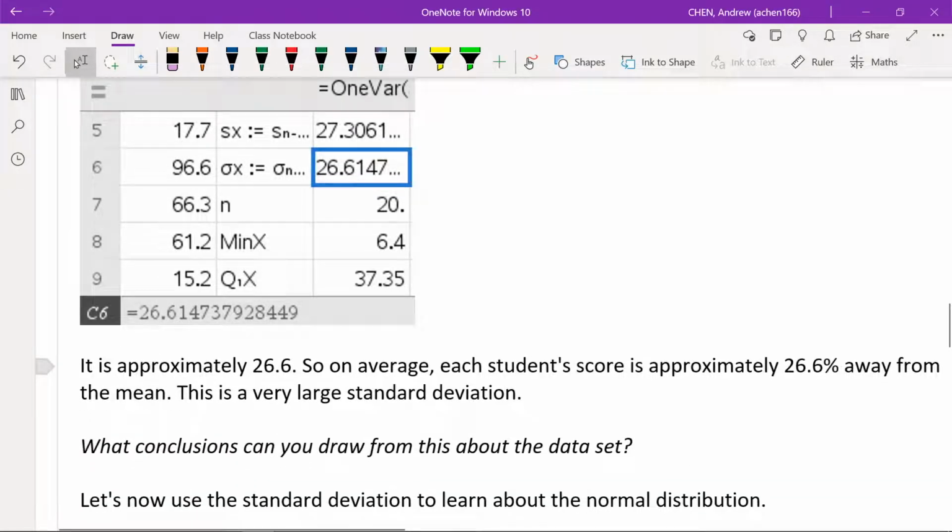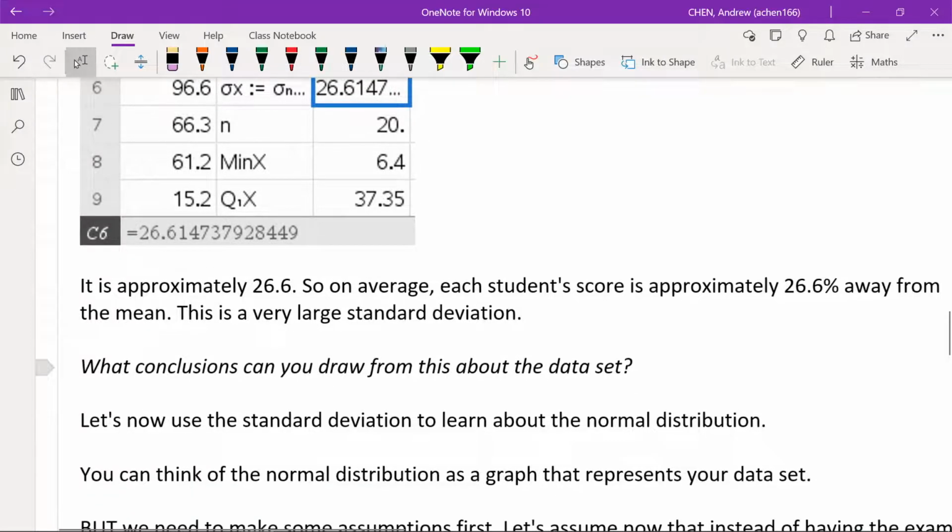So what conclusions can you draw from the data set? Now that you have standard deviation, it does tell you a bit more of a story. You can draw the conclusion that the data is quite spread out. It's very inconsistent. If we're talking about math scores here, the performance of the class is very inconsistent. You got really low scores, you got really high scores. So hopefully that gives you an idea of what the standard deviation is.